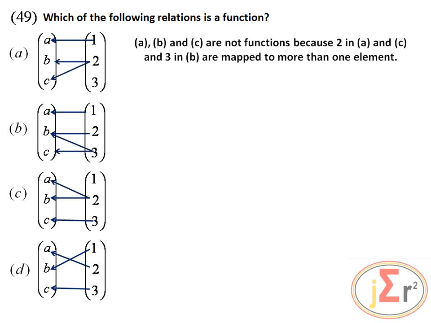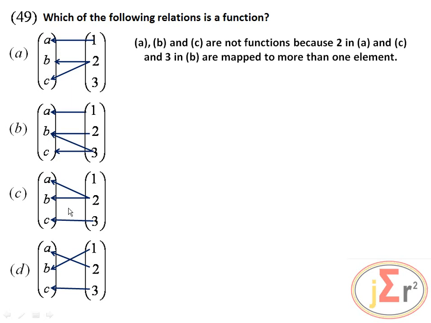A, B, and C are not functions because 2 in A and C and 3 in B are mapped to more than one element. So we have 2 being mapped to B and C. Here we have 3 mapped to B and C. We have 2 mapped to A and B. Therefore, these are not functions.